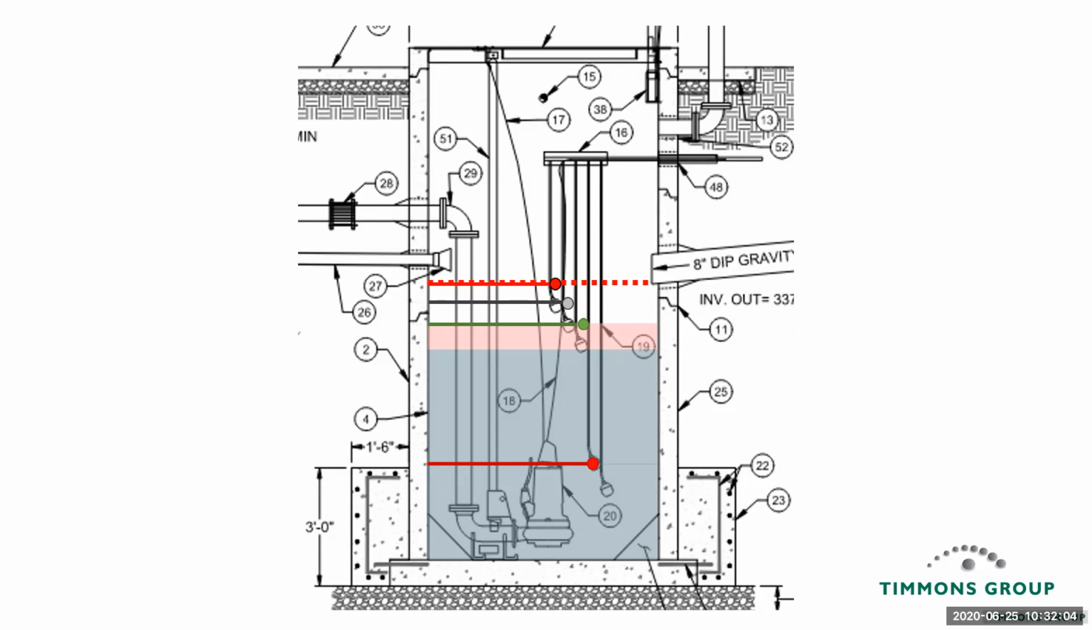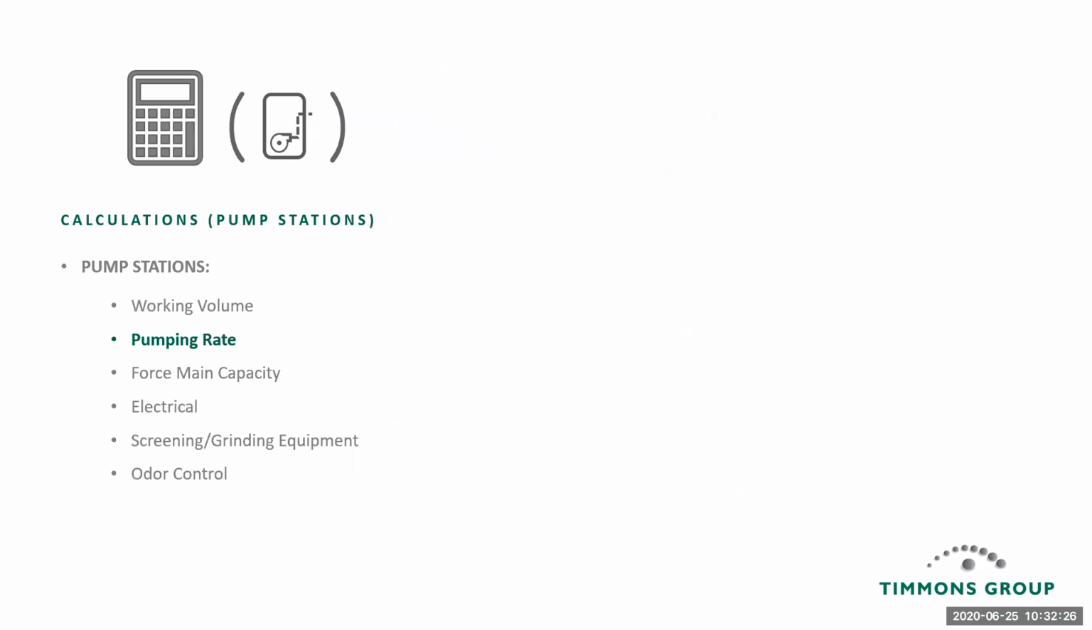Now, if that change of float elevation does not do it, then we look at more drastic measures such as replacing the wet well with something larger, or potentially putting in supplemental storage, an additional wet well adjacent to this one, connected by a gravity pipe. And basically, it effectively functions as a larger wet well.